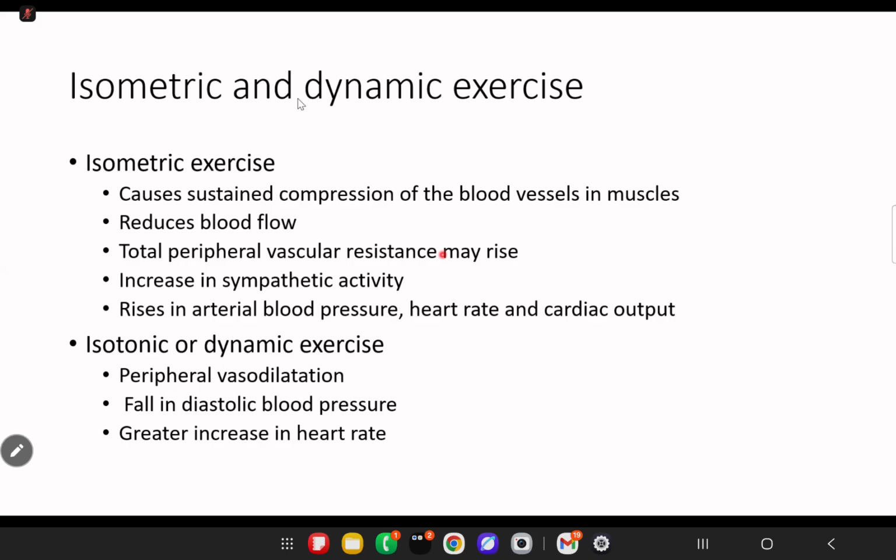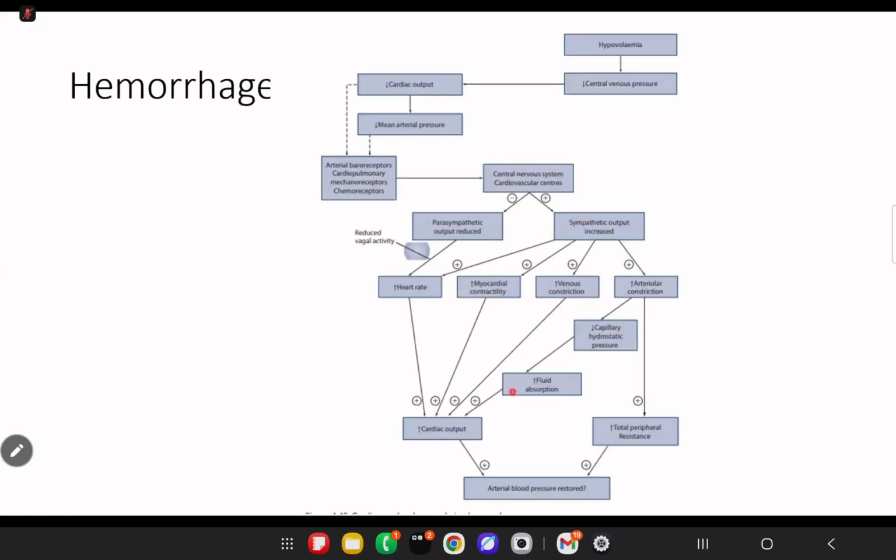So I will now move on to the second component, hemorrhage control, the integrated cardiovascular response in hemorrhage.